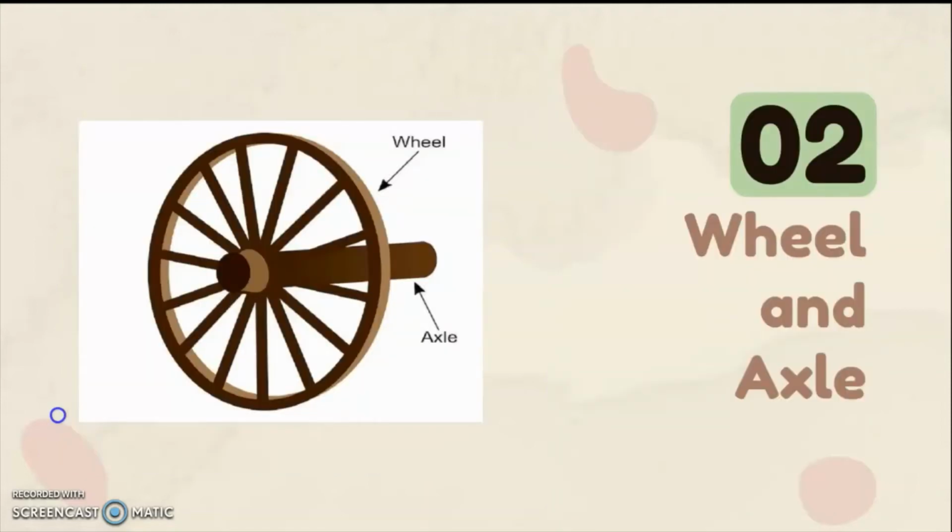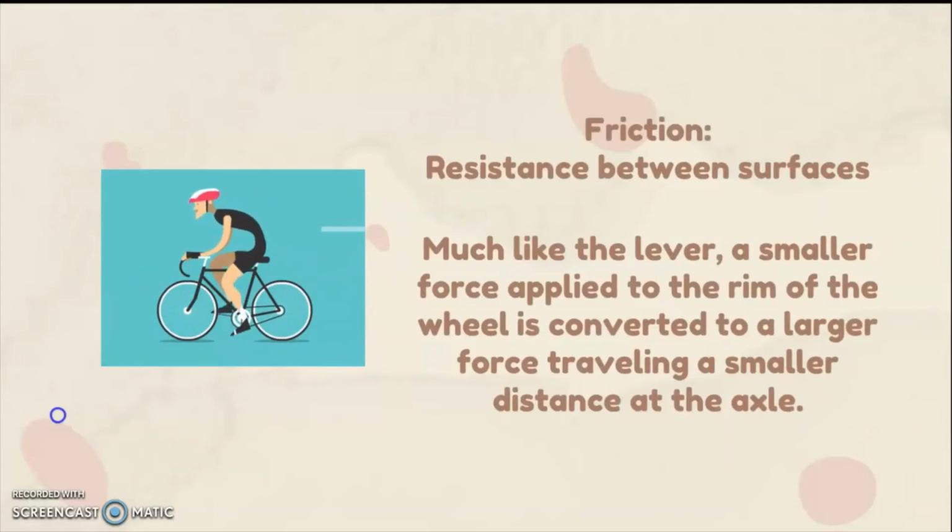Next, wheel and axle. It is easy to recognize. It consists of a wheel with a rod in the middle. You probably already know that it's easier to move something heavy if you can put it in something with wheels, but you might not know why. For one thing, using wheels reduces the friction or resistance between surfaces, between the load and the ground.